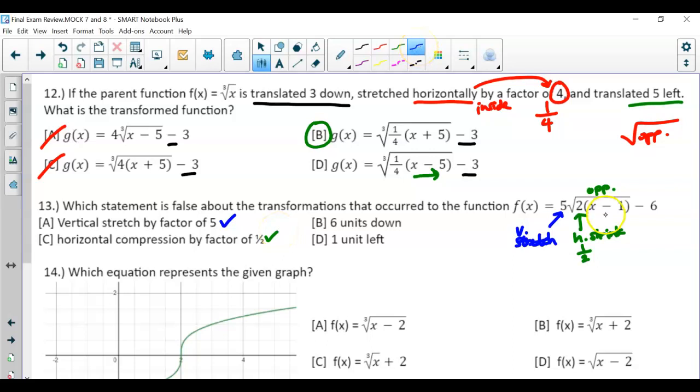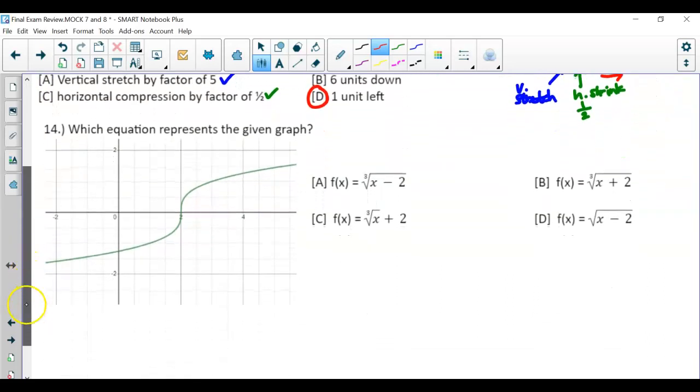Then here, this is x minus 1, which means, remember, again, inside is opposite, so that's not to the left, but 1 to the right. That's why the answer was D. And the -6 on the outside does show 6 down. So then 14, which equation represents the given?